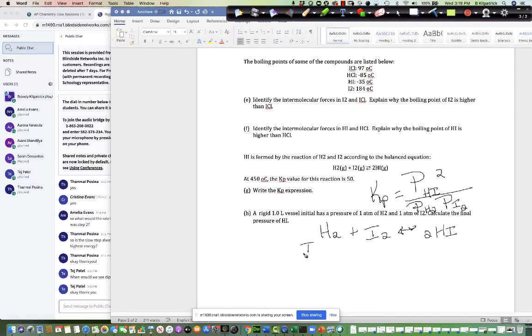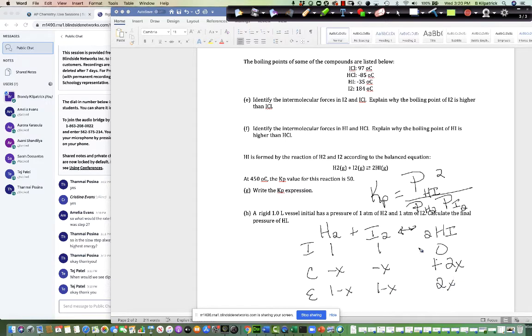Initially, it tells me that it's at 1 for both of these, and this is just pressure. We're using Kp, so it's got to be pressure. The product should be 0. We'll change that. I should subtract some number, and then here I'm going to add 2x. Don't forget that. This should be 1 minus x, this should be 1 minus x, and then this is going to be 2x.